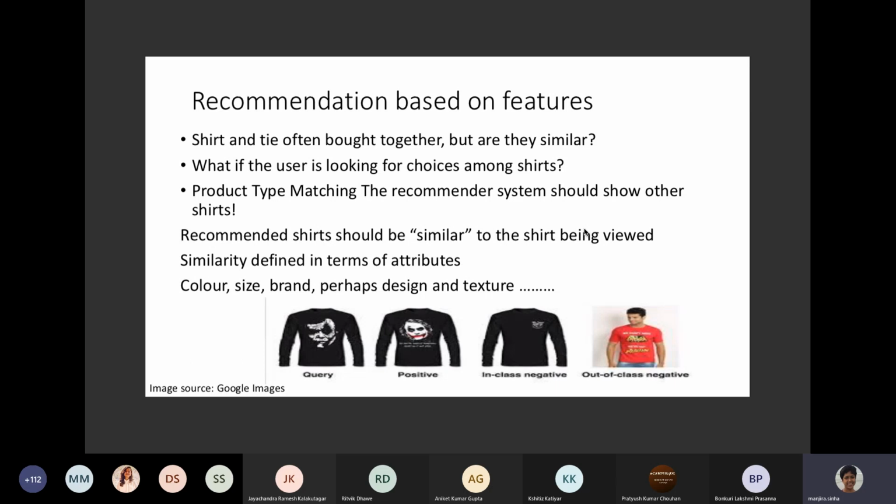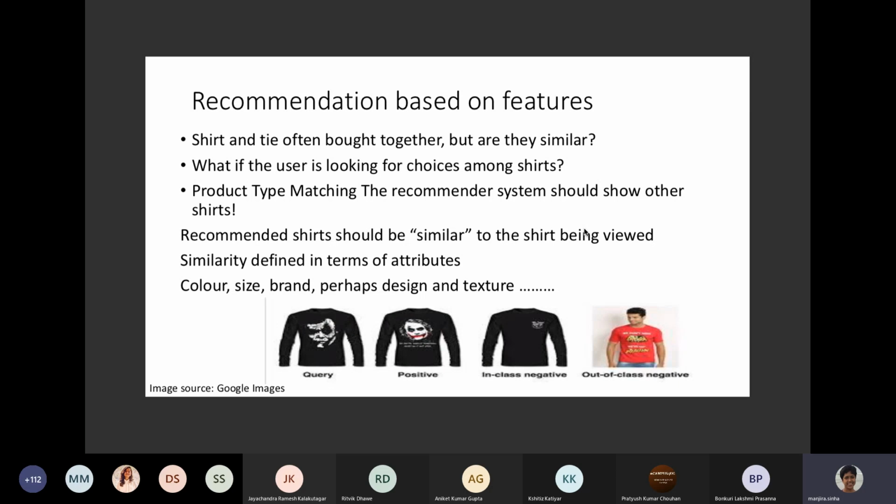There can also be recommendations based on features. Often if we go for purchasing a shirt, some tie recommendations come together because people have bought them together. But are they similar? Not in the features. In the strictest terms, in the feature space, they are not, right? But what we also do is, say we search for something like a black t-shirt with a graffiti.